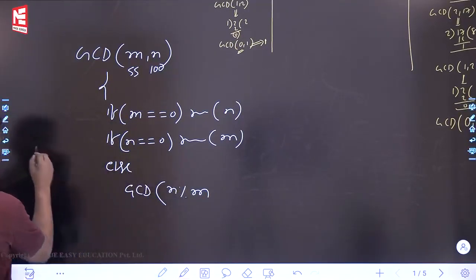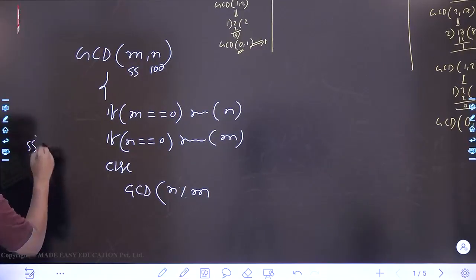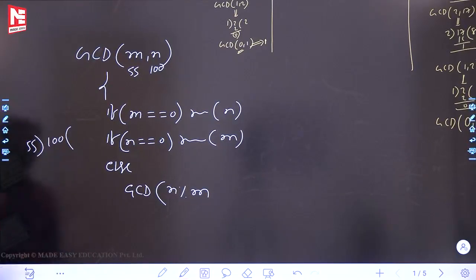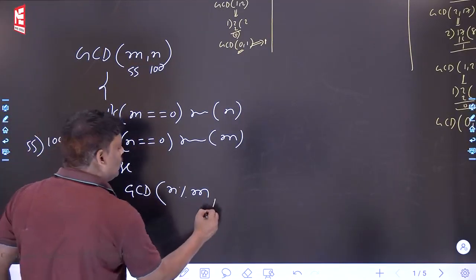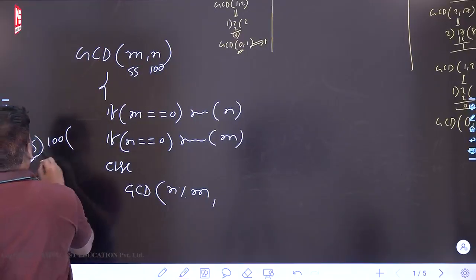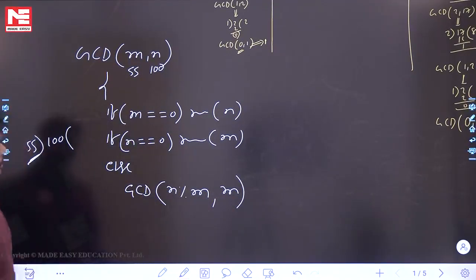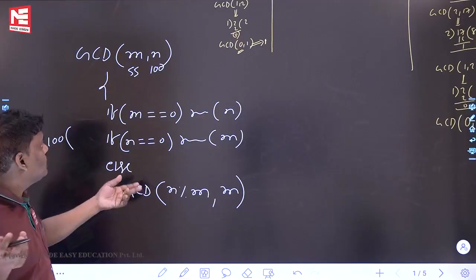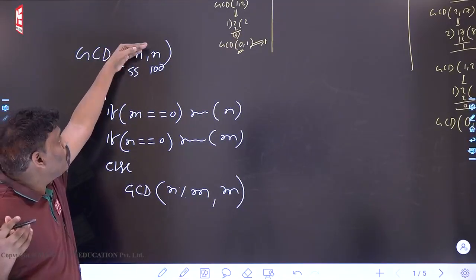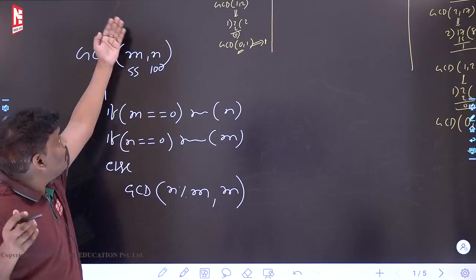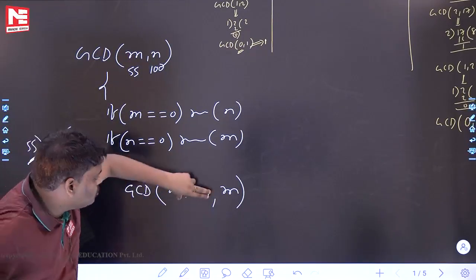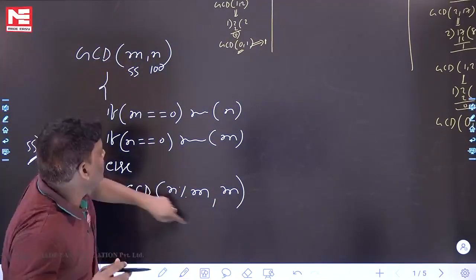The meaning of this is that with 55 you are dividing 100. Whatever remainder comes, that is the first argument. Next one, what is the answer? With which number did you divide? 55, which is m. Just do it like that. What is the meaning of recursion? The bigger problem becomes a smaller problem. You will call the same thing, they will go once again here, and they will keep on repeating.